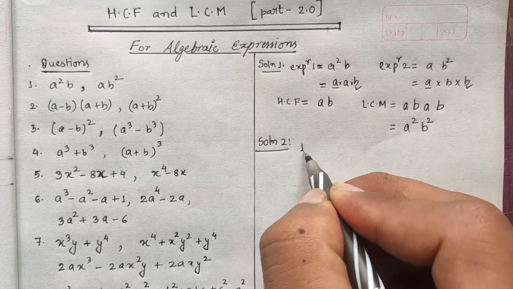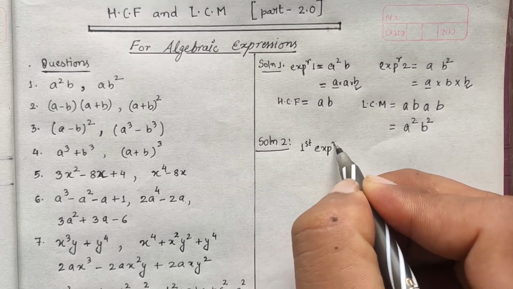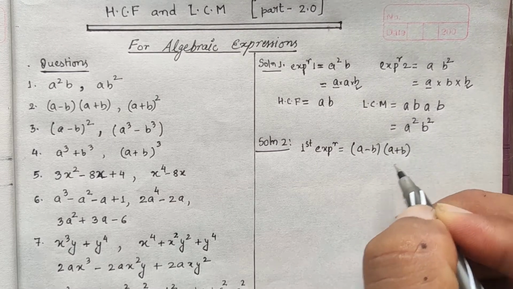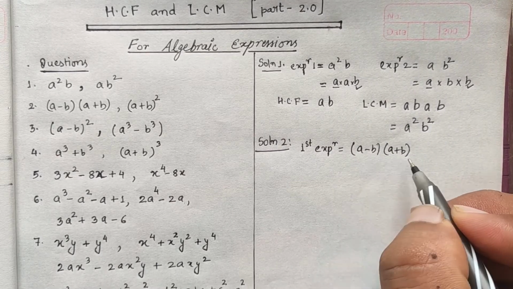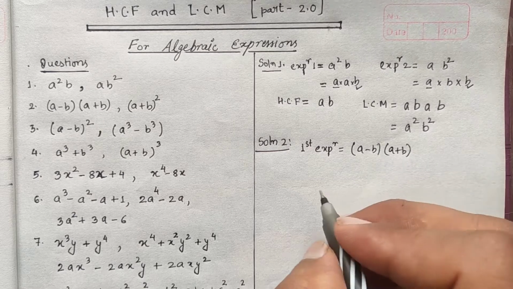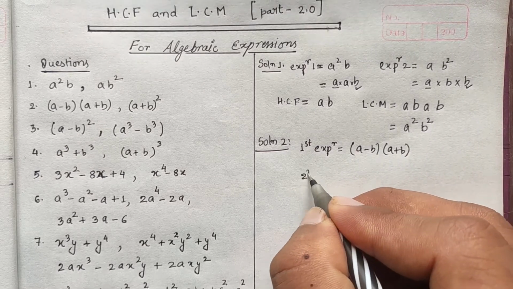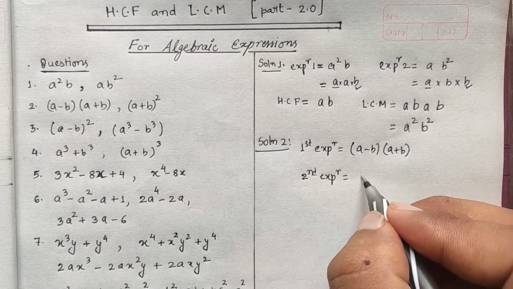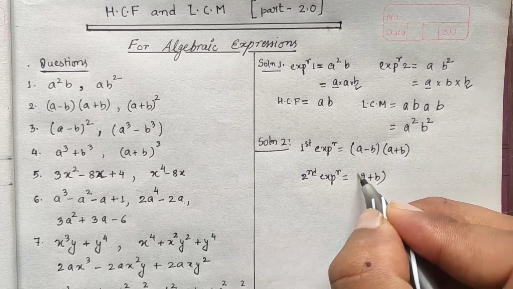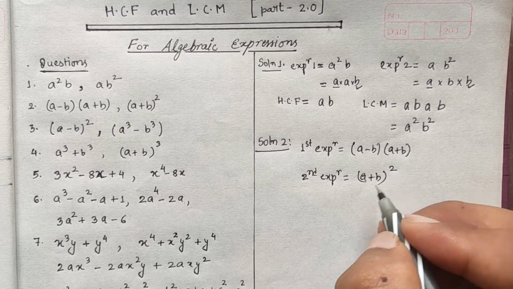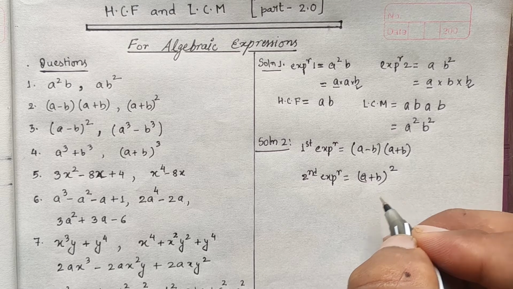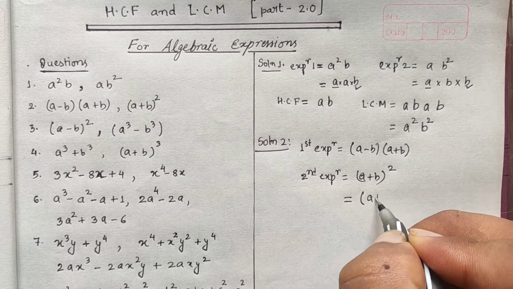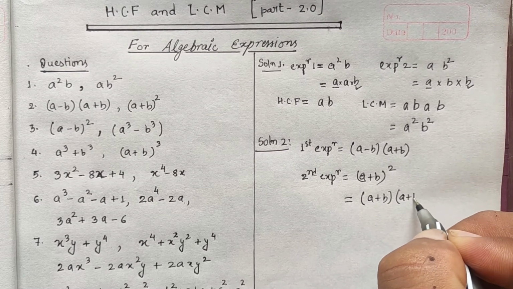The first expression is a minus b, a plus b. In this type of question, it is already in factorized form, so we don't have to do anything. In the second expression, we have a plus b whole square. We cannot use the formula a square plus 2ab plus b square here, as that is not in the factorized form. So we will write it in factorized form, that is a plus b times a plus b.